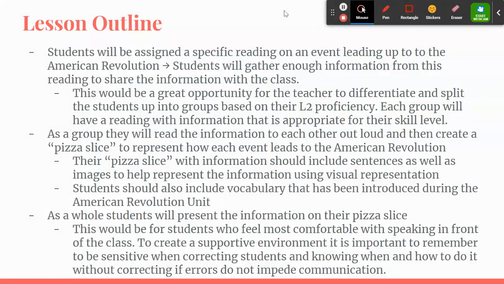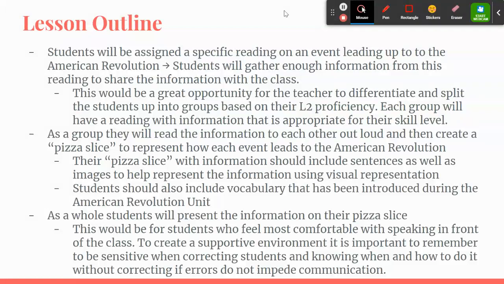It comes together. So as a group, they'll read to each other, and then they create their slice and represent how each event leads to the American Revolution. Their pizza slice with new information should include sentences as well as images to help represent the information using visual representation. Students should also include vocabulary, so looking at colonists and their specific events. These have all been introduced during the American Revolution unit.